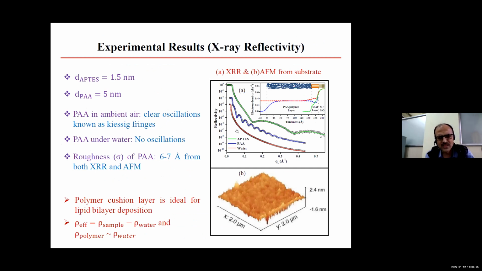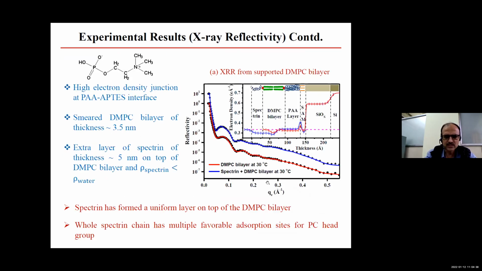So then we deposited this bilayer on this polymer. And then I have shown this on the slide. The important result is that we have deposited this DMPC bilayer on this polymer cushion layer, and then added spectrin.